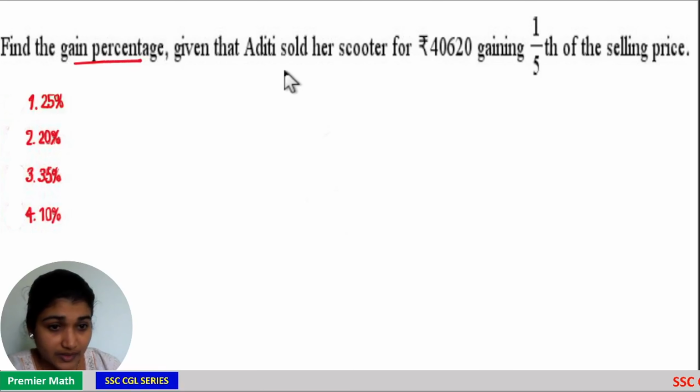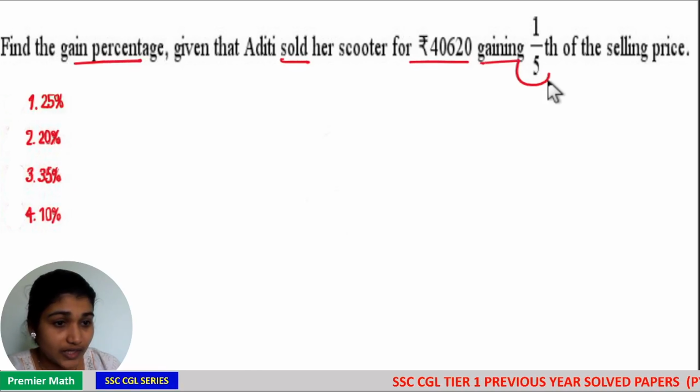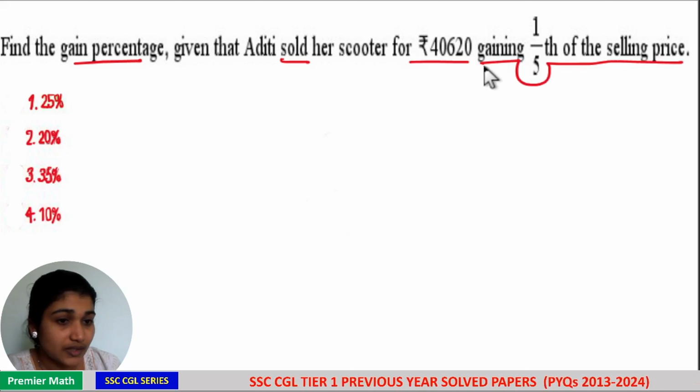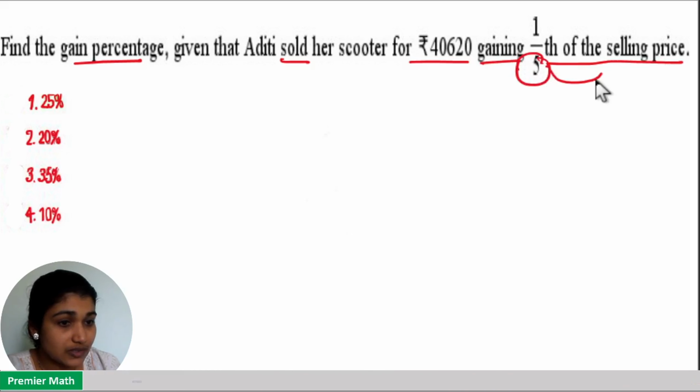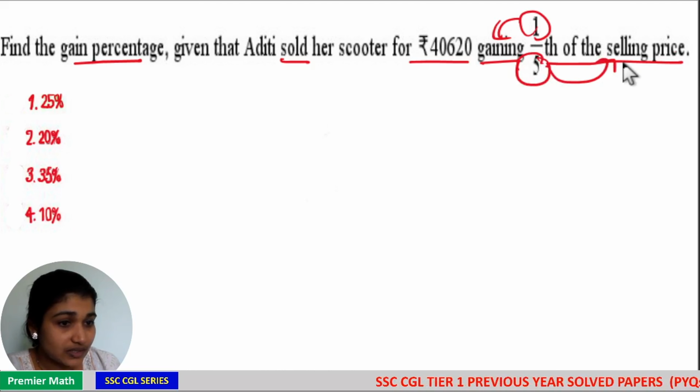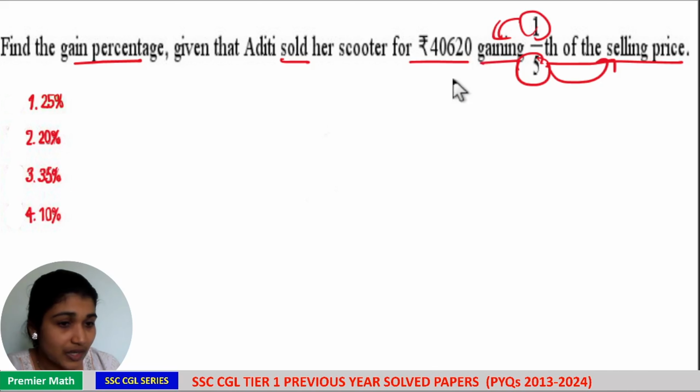Find the gain percentage given that Aditi sold her scooter for rupees 40,620, gaining 1/5 of the selling price. Here gain is 1/5 of selling price, which means this 5 part represents the selling price and this 1 part represents the gain. That is, the denominator 5 represents the right hand side term, selling price, and the numerator 1 represents the left hand side term, gain.